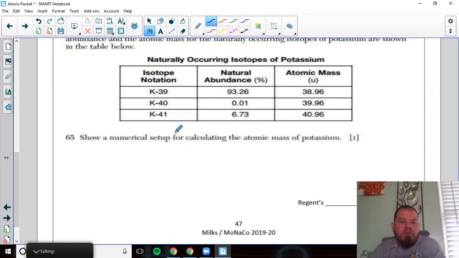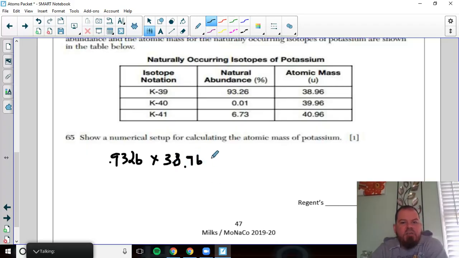And this is just numerical setup. I did the answer for you, and I did it more with fast math. You can set it up exactly how I did it in the practice pages. You just have to remember the percent has to be divided by 100. So you could set it up this way: 0.9326 times 38.96.